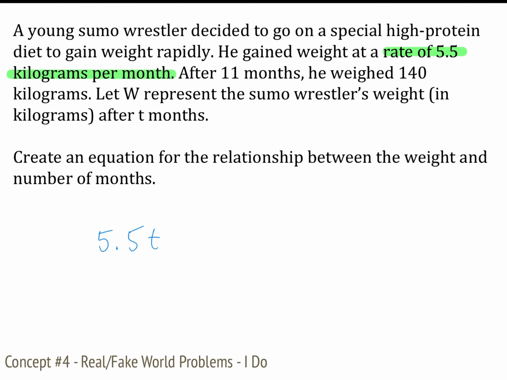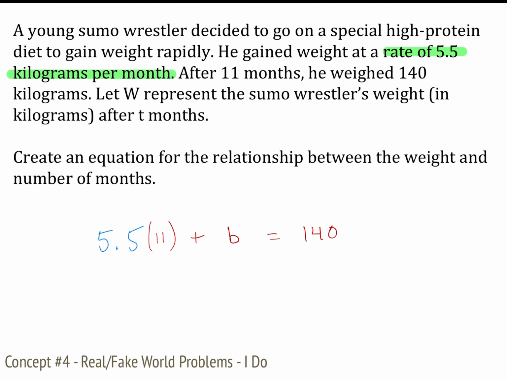They said after 11 months, he weighed 140 kilograms. Well, he didn't start at 0, right? He started at a weight that we didn't know. His initial weight is kind of like your initial value, the y-intercept. So I'm just going to put a B there, so that you can think of that as a y-intercept. We don't know what he started at, but I'm going to take away this T for a second. We're given 11 months, so 5.5 kilograms per month times 11 months plus his initial weight is supposed to give us 140 kilograms.